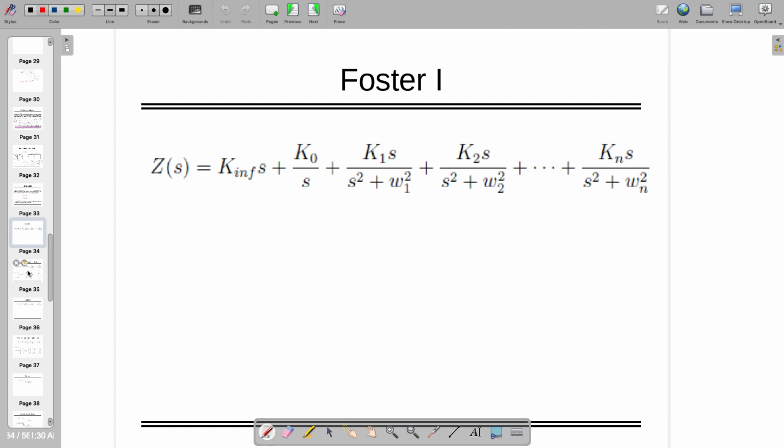Let's revisit how Foster 1 looks like. So Foster 1 will have impedance. So it's a technique for impedance, and this is going to use partial fraction. And this is a series or shunt kind of function. Foster 1, series or shunt? Series, because all these elements are coming in series, right?